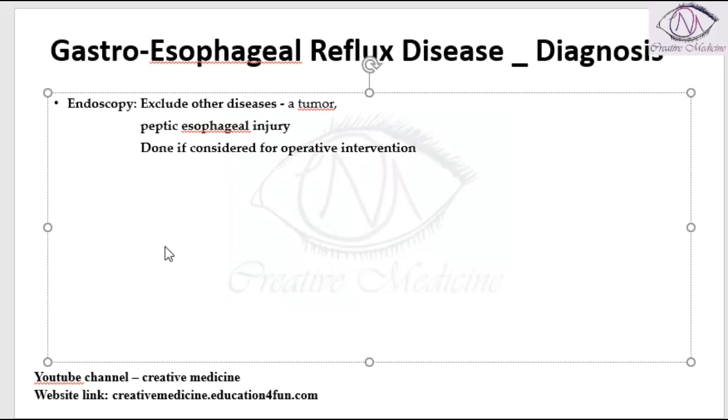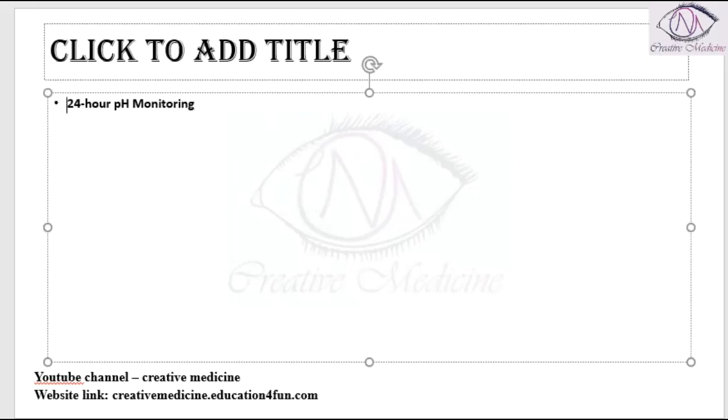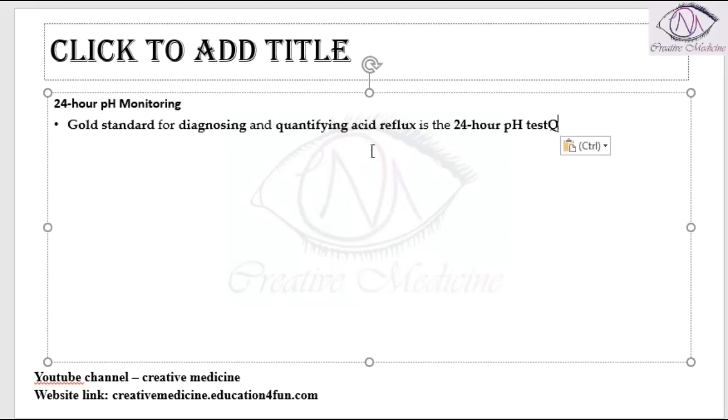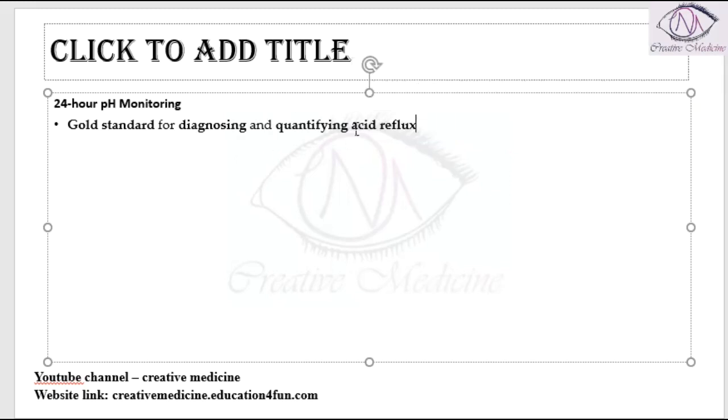Manometry is very important because manometry tells us about the function of the esophageal body and also about the lower esophageal sphincter pressure. So manometry is also important. But what is the gold standard is 24-hour esophageal pH monitoring. This is actually the gold standard for diagnosing, and it is also helpful for quantifying the acid reflux which is occurring. So thus the 24-hour pH test is the gold standard for diagnosing and quantifying acid reflux.